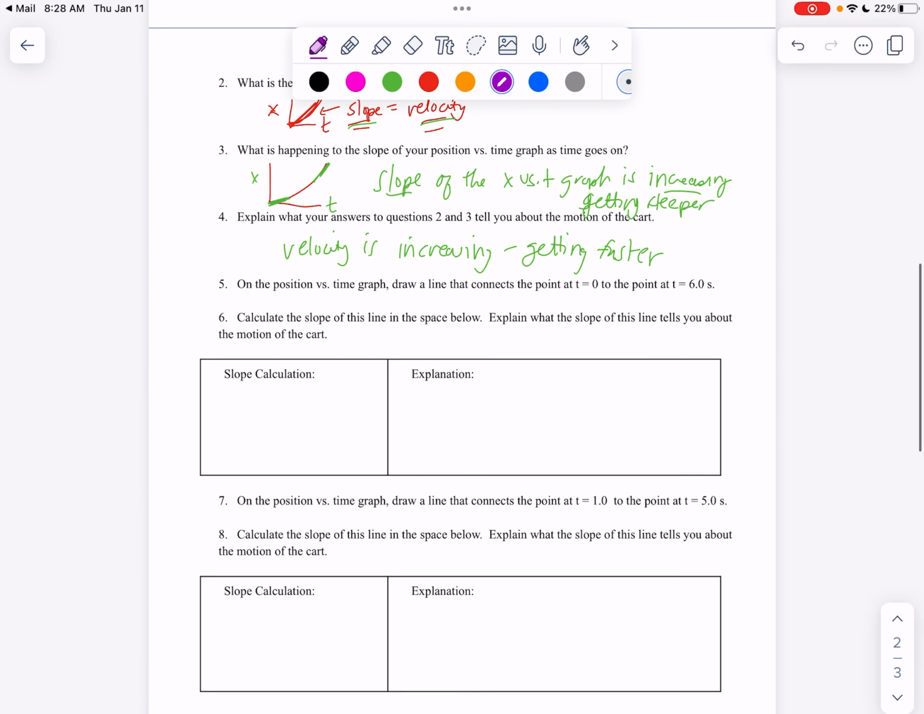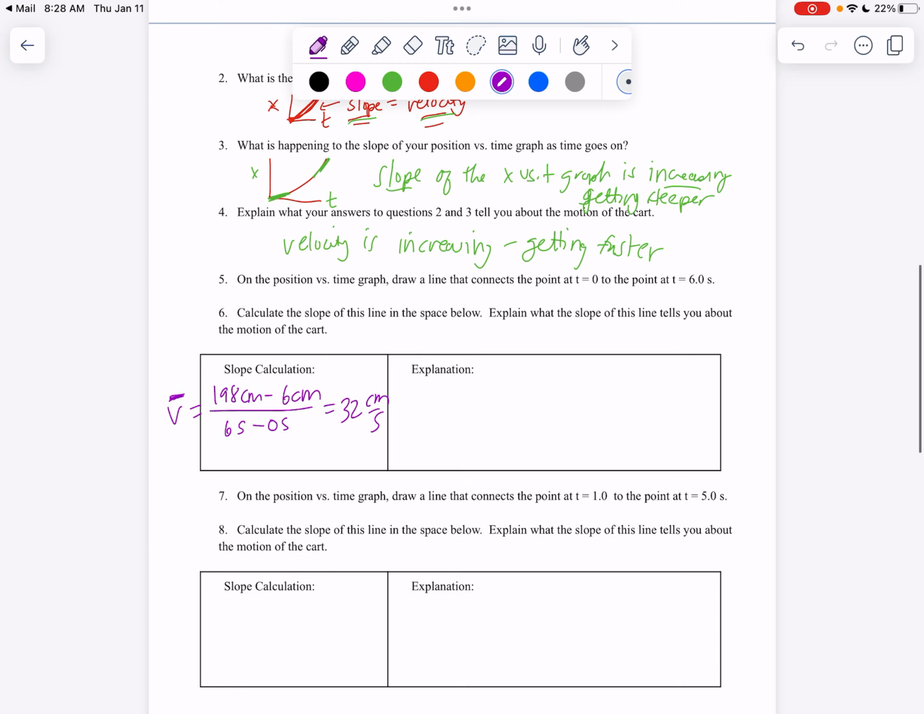So if I do 2 points, that's going to be 198 centimeters minus 6 centimeters over 6 seconds minus 0 seconds, okay? And that's going to be what's called the average velocity. You can draw a little bar over it for average. So that's 192 over 6, which comes out to be 32. So this velocity, 32 centimeters per second, tells the average velocity in the time interval 0 to 6 seconds.